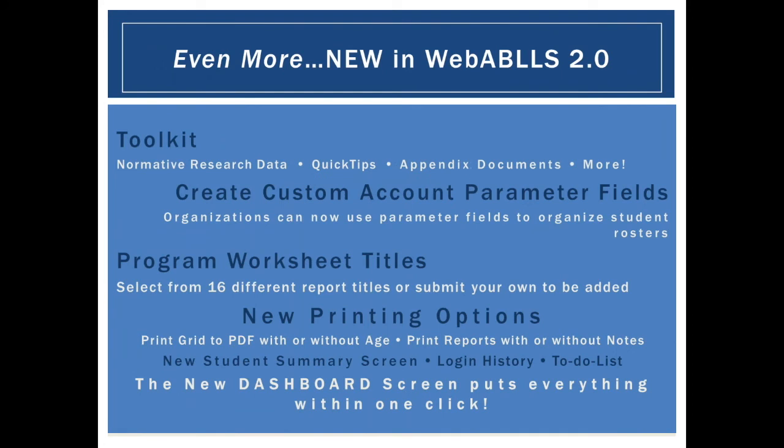We have our toolkit, which Lisa is going to talk about in a little bit. You can create those custom account parameter fields that are designed to really help organize your students. We've got our program worksheet titles. In Legacy, the worksheet title was IEP worksheet, and that was it. Now there's a drop-down list of 16 different report titles, and if you've got one that you think should be added, you can send it off to us and we put it through our approval. If it's approved, we will add it to the list.